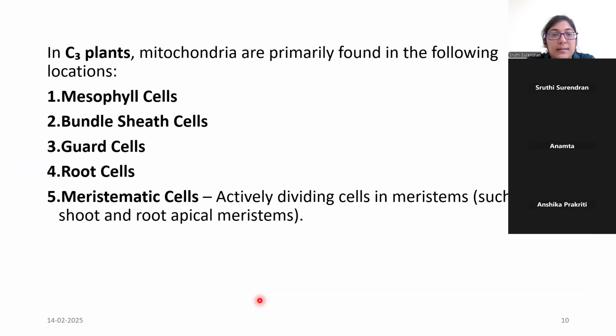Now, like I said, right now we are only talking about C3 plants. Let's forget about all the other kinds of plants. We will only be dealing with C3 plants. So in C3 plants, this mitochondria is available in various parts of the plant. Like it is available in the palisade mesophyll cells, spongy mesophyll cells. It is available in bundle sheath cells. It is available in the guard cells of the stomata. It is available in the cells of the roots and also in meristematic cells, meaning the stem cells, the cells you can find at the tip of the shoot and the tip of the root.